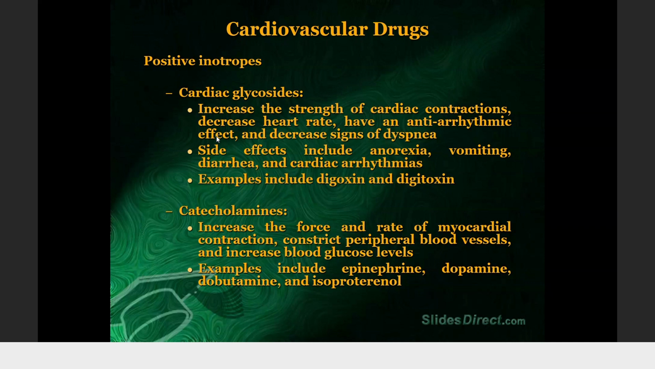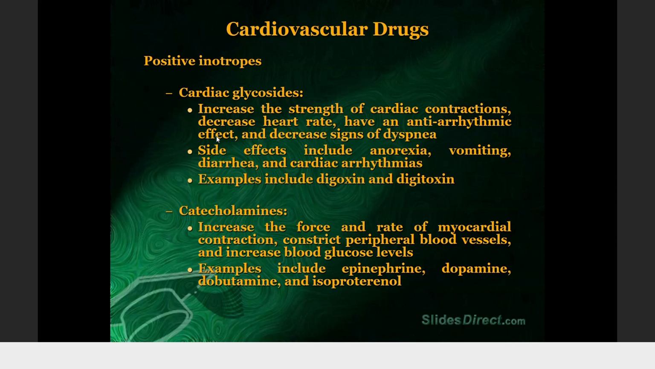Okay, so another positive inotrope is the catecholamines. The catecholamines increase the force and heart rate of the myocardium, they constrict the peripheral blood vessels and increase blood glucose levels. We have epinephrine, dopamine, and also isoproterenol. I've already touched on epinephrine. What does catecholamine do? It will stimulate the beta-1 receptors in the cardiac muscles, and by that it will improve the contractility of a weakened heart for a short period only.